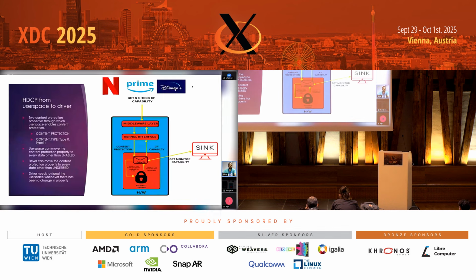Now, moving on to HDCP from user space to driver: what the policy is for the user space, what the policy is for the driver, what the driver does. So to begin with, let's define user space here. It would be anything above the middleware layer. So how does it interact? It has two major properties: your content protection and content type that the user space needs to set.